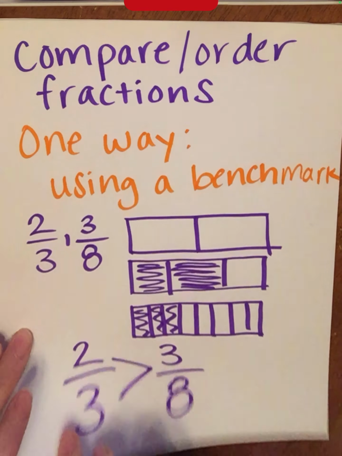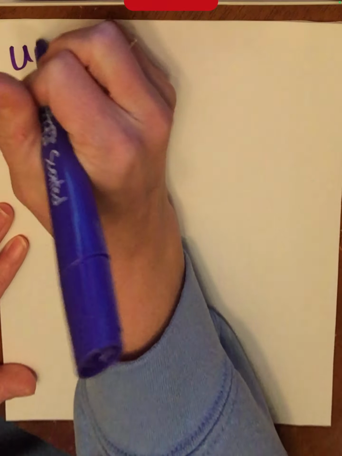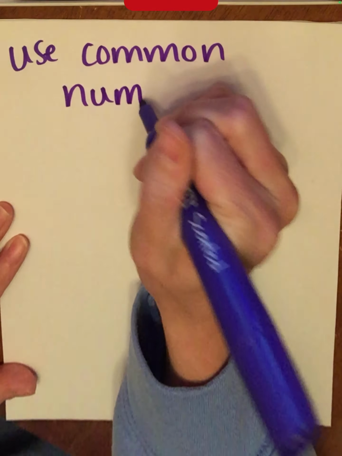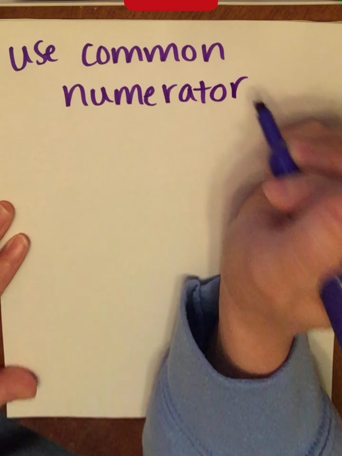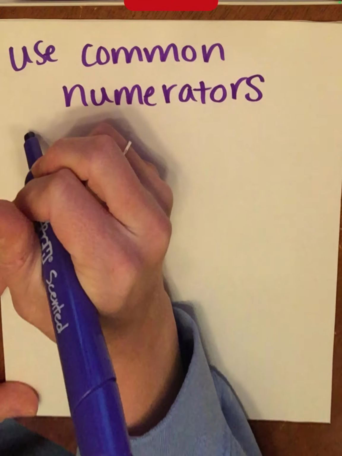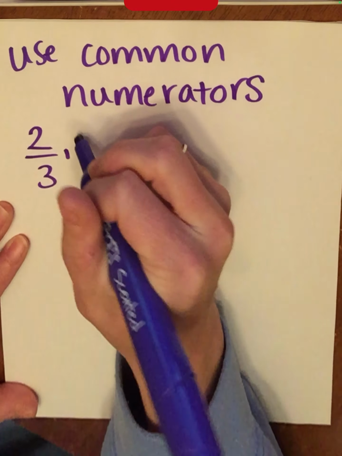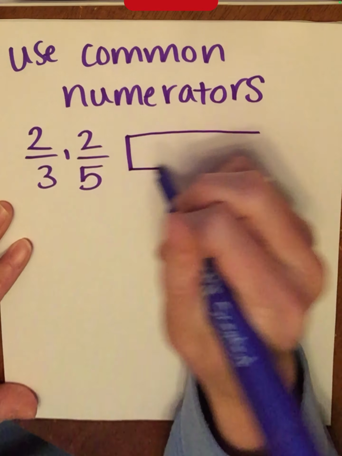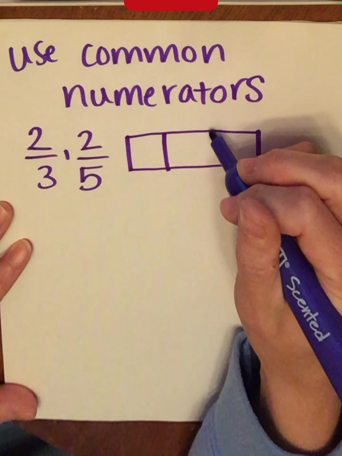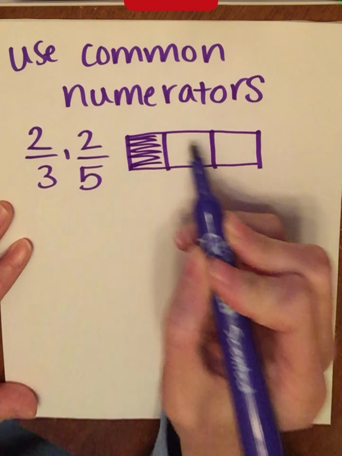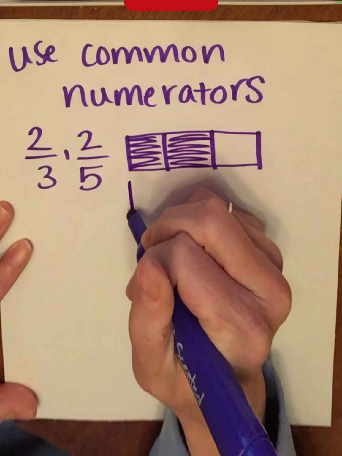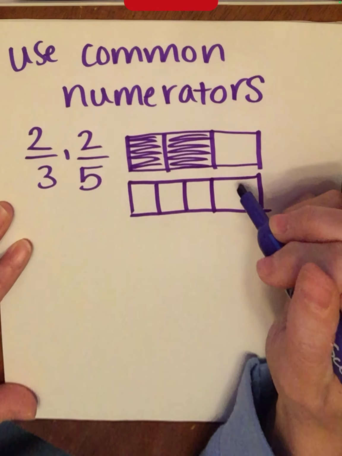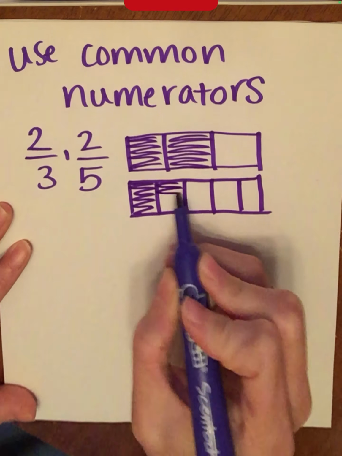Now, if you remember, another way that we did it is we can use common numerators. And so if I'm comparing fractions that have a common numerator, let's say I have the fractions 2/3 and 2/5. If I draw my models here, this top model is going to be my fraction bar for 2/3. 1, 2 pieces are shaded. And then down here on the bottom, I'm going to draw my model for 2/5.